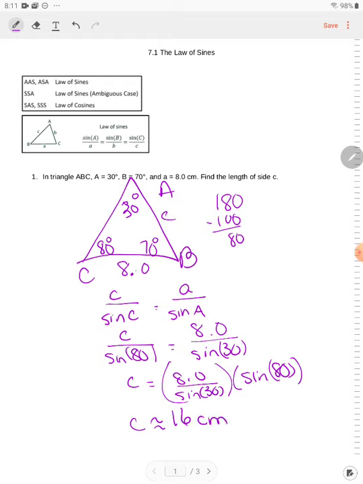We only have two significant digits here. This answer is rounded because the given length is 8.0, which is two significant figures.